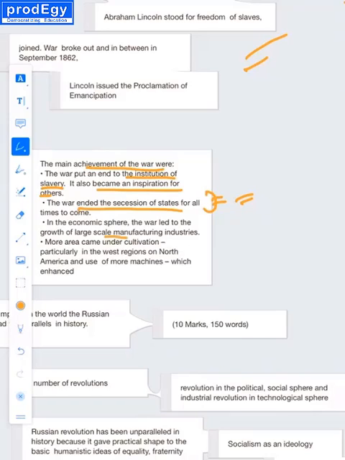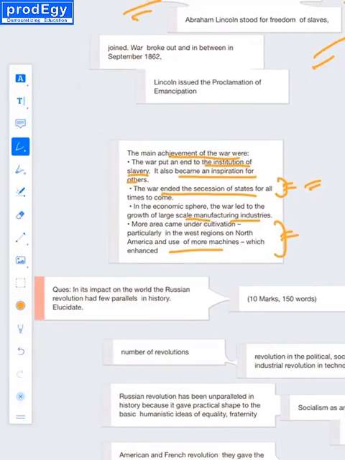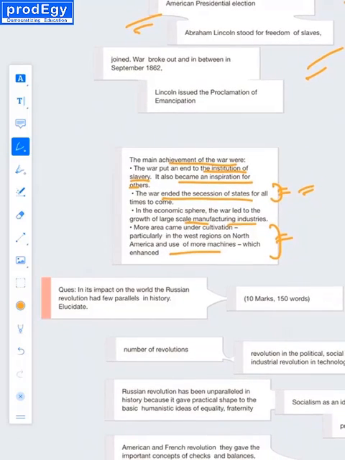In the economic sphere, it led to growth of large-scale manufacturing and industries. These were some of the important benefits of this civil war, the contribution of the civil war to the world and USA.